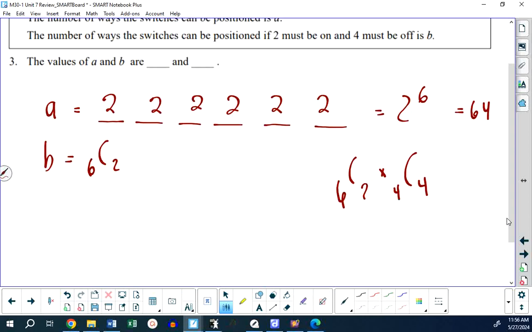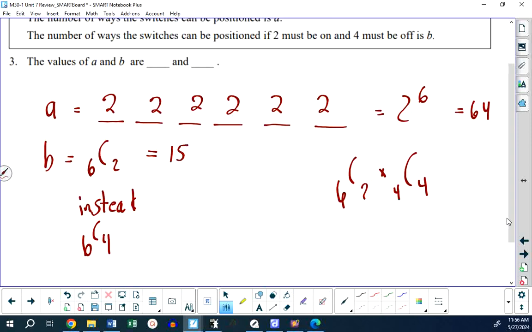I could have said, instead, 6 choose 4. I need to choose which 4 are going to be off. But it's one or the other. And when I say one or the other, that doesn't mean you add them because I use the word or. And I don't know what 6 choose 2 is. I want to say it's 15. It is 15.